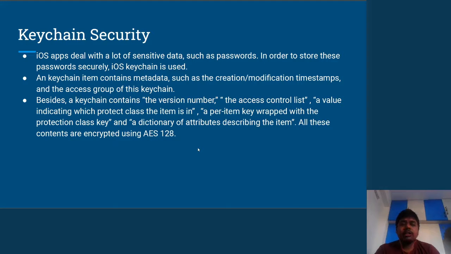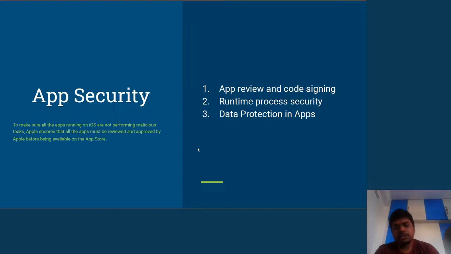Keychain security. Many of the sensitive data, such as passwords, are stored in the keychain. The keychain item contains metadata such as creation and modification timestamps, the access group of this keychain, the version number, the access control list, a value indicating which protection class the item is in, a per item key wrapped with the protection class key, a dictionary of attributes describing the item, and all these contents are encrypted using the encryption engine. App security.